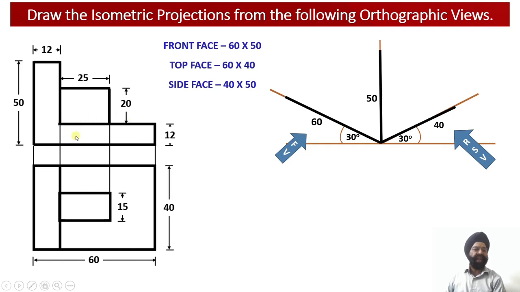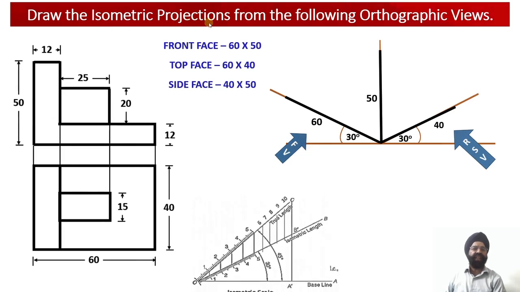So this is the breakup of this particular solid, where we have been able to obtain element 1, the horizontal web, element 2, the vertical web, and element number 3, which is a rectangular web over here. So now we have to go for the construction of the isometric projection of the solid.